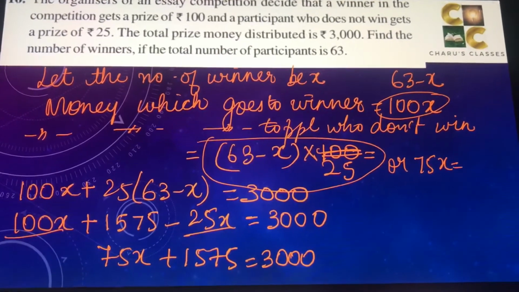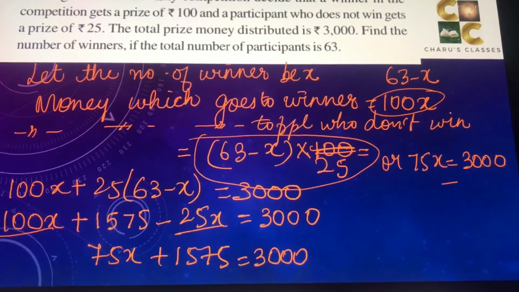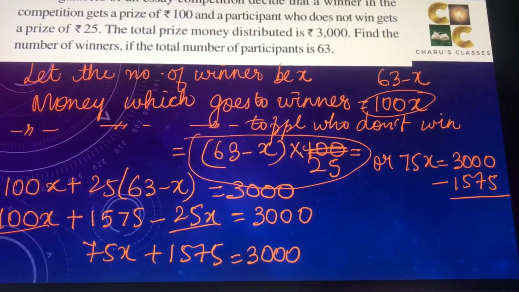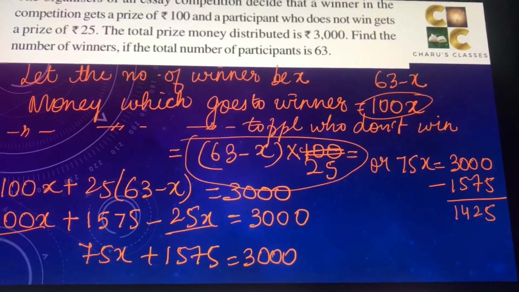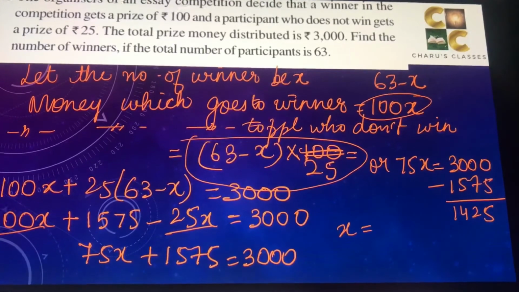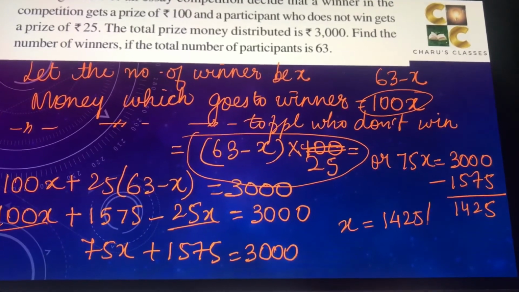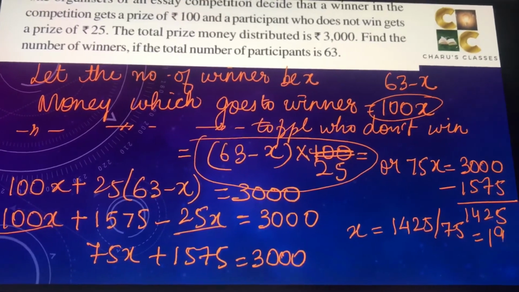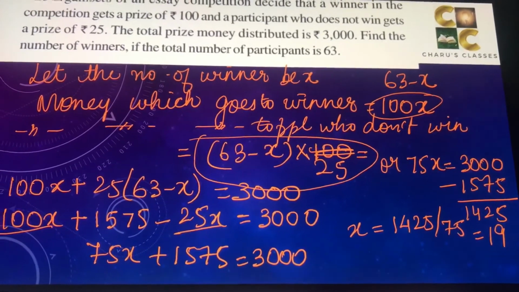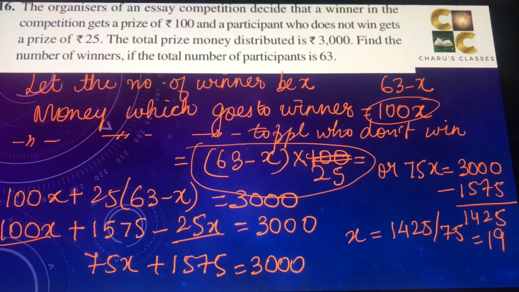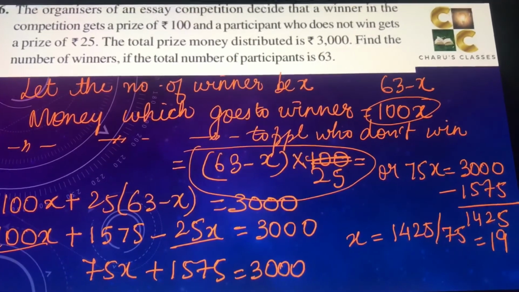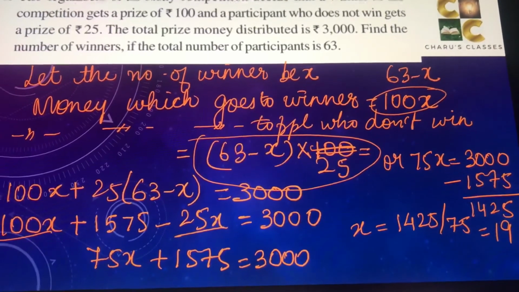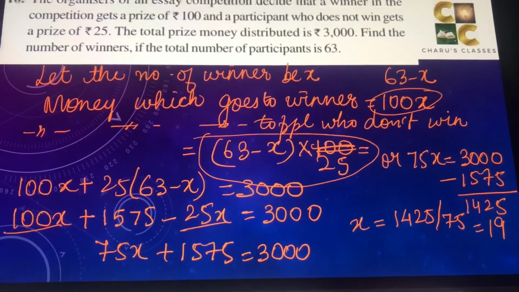Or we can say 75x is equal to 3000 minus 1575, which comes as 1425. Or we can say x is equal to 1425 by 75. If you divide, you get it as 19. So they are asking the total number of winners, which we assume to be x. x is coming as 19. So the total number of winners are 19.